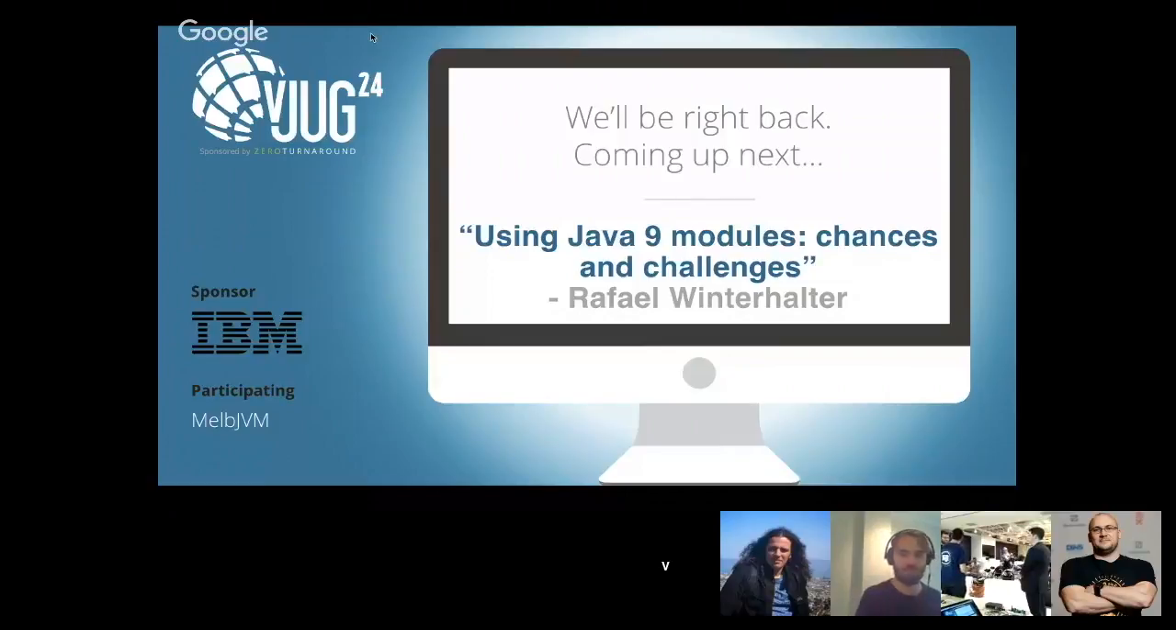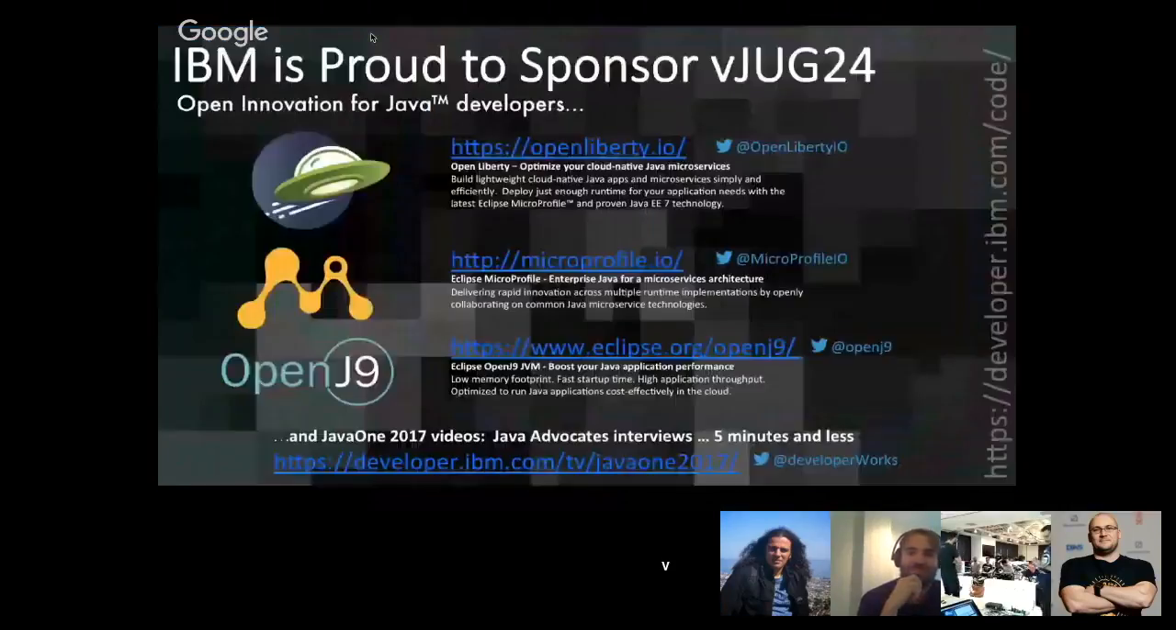Okay, so we're at 10 o'clock here UK time, which suggests it's session 3 of 24, which is using Java 9 modules, Chances and Challenges by Rafael Winterhalter. The sponsor of this session is IBM, and participating Java user group this time around is, again, the Melbourne JUG, or Melbourne JVM group. This is the third session for them in a row.